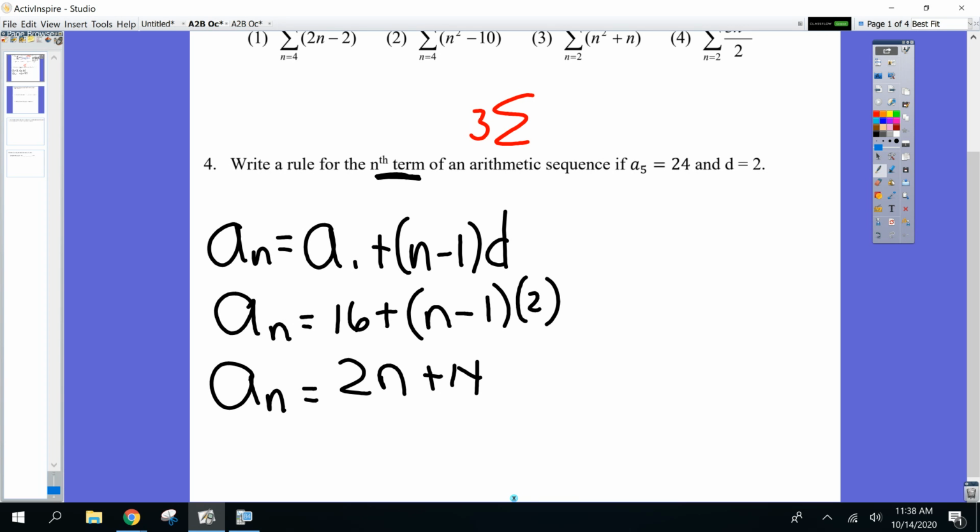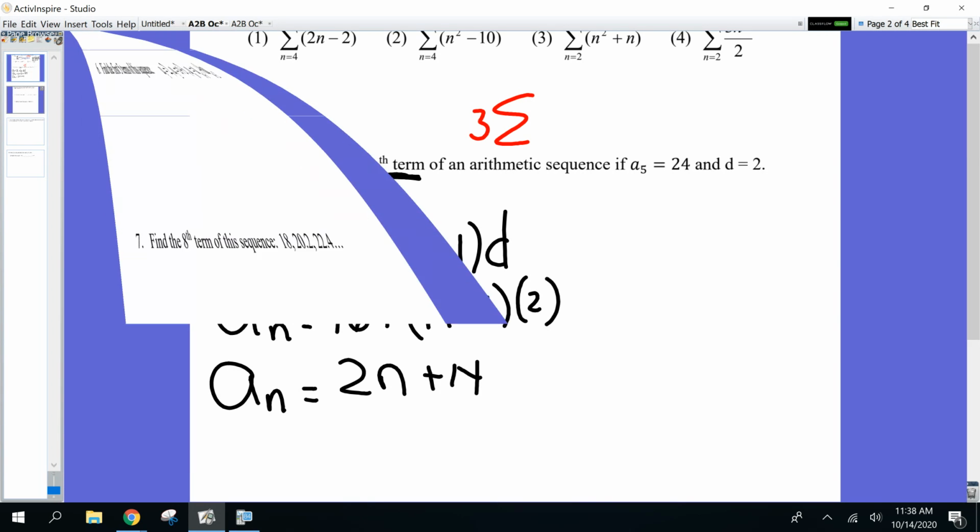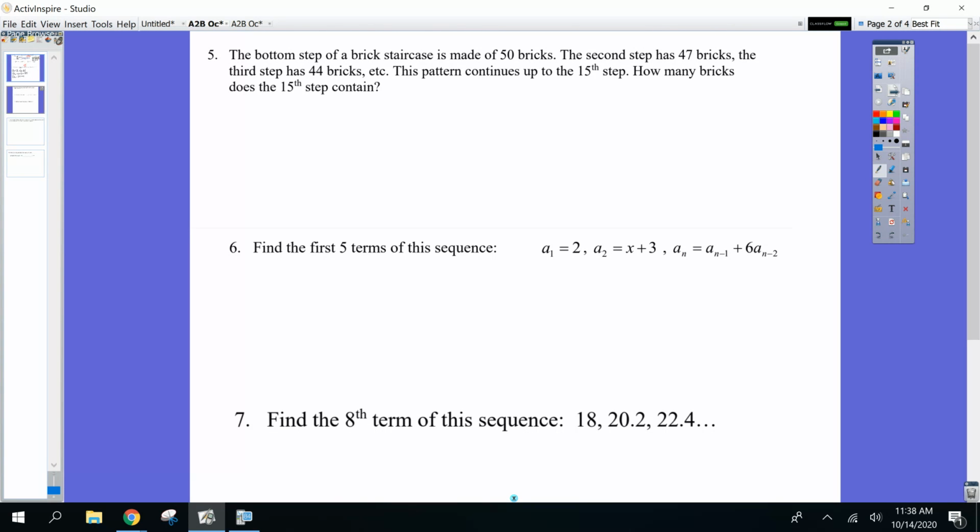Okay, you know you're going to write a rule for the nth term for me. What else are you going to have to do for me? Read a word problem. Here you go. Little staircase action, huh? How many bricks in the 15th step? I refuse to write this all out and do it the long way. You guys can do that tomorrow if you want, but I refuse to.